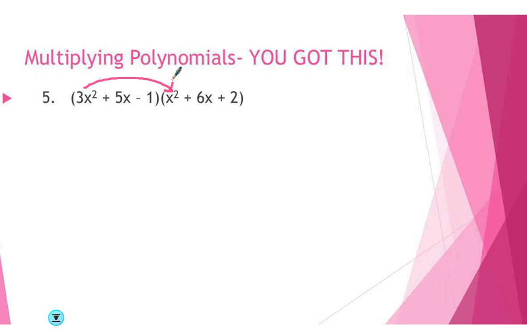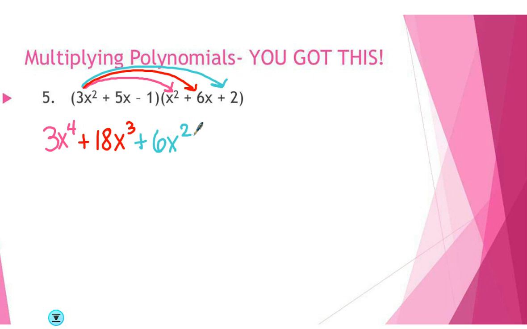3x squared times x squared. That is 3x to the 4th power. I'm going to run out of colors. 3x squared times 6x. 6 times 3 is 18. x squared times x is x to the 3rd power. 3x squared times 2. 3 times 2 is 6x squared. Whew, that was the first term. Let's do the second term.